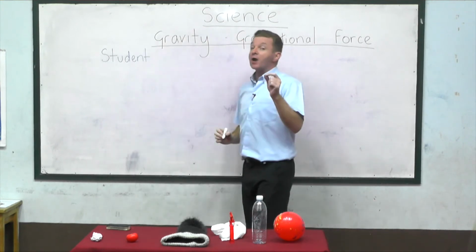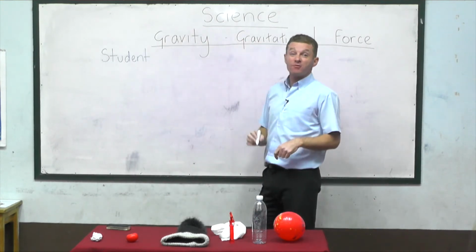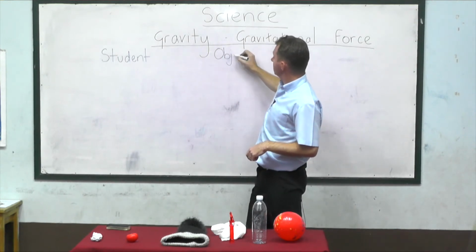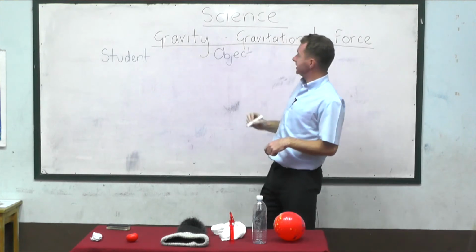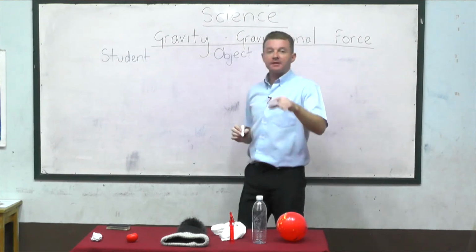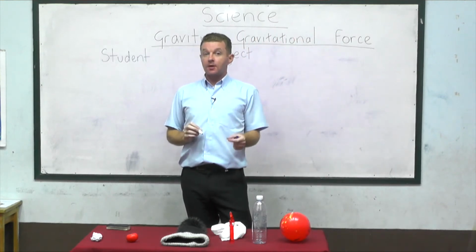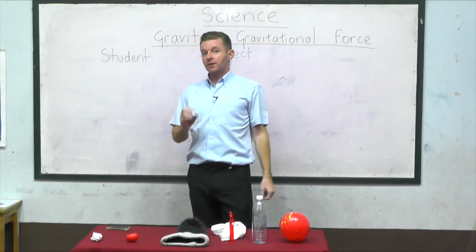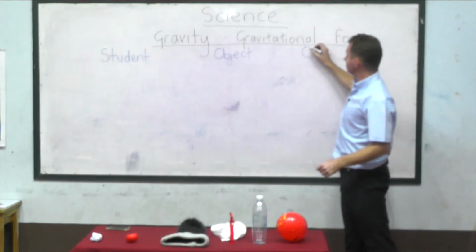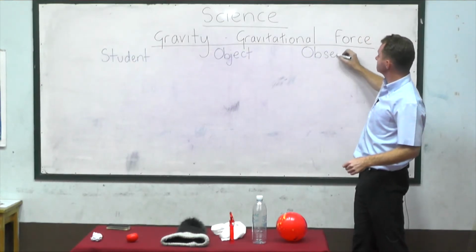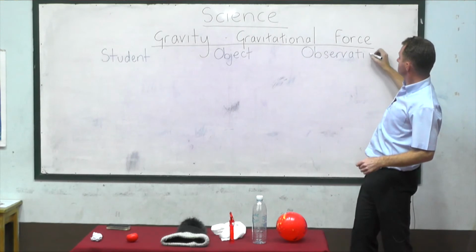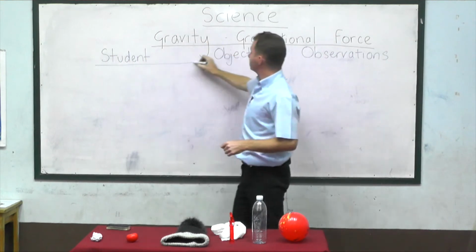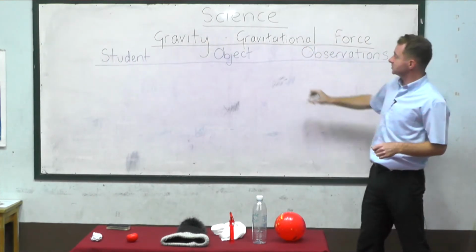S-T-U-D-E-N-T. And then we're asking each student to choose a different object. So we will need the name of the object in the second section, O-B-J-E-C-T. And what we'll be looking for is to see what happens to each object. We're expecting them to all come down, but will they come down quickly or slowly? So what we need to record in the final section is observations. All together, guys, we have student, object, and observations.